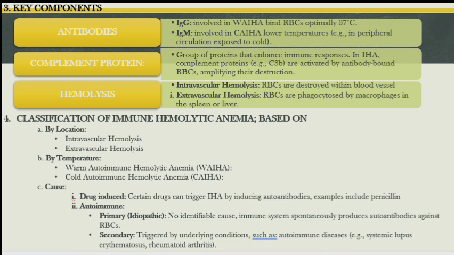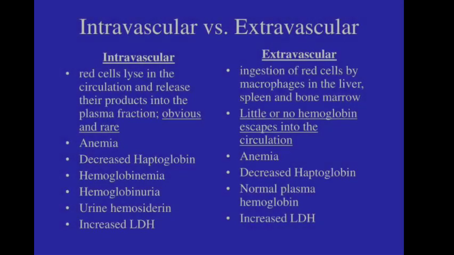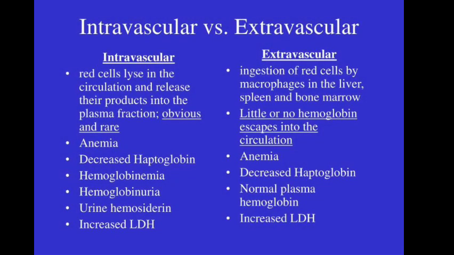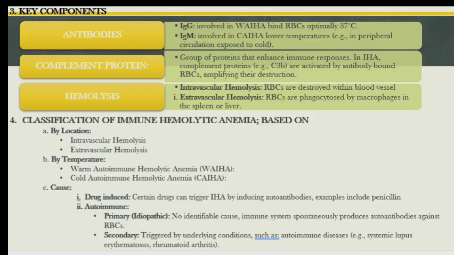Hemolysis is basically the breakdown of red blood cells, and here it is characterized into two categories: intravascular and extravascular. In intravascular hemolysis, red blood cells are destroyed within the blood vessels, and in extravascular hemolysis, red blood cells are phagocytized by macrophages in the spleen and liver. Now, moving on, how is this immune hemolytic anemia classified?